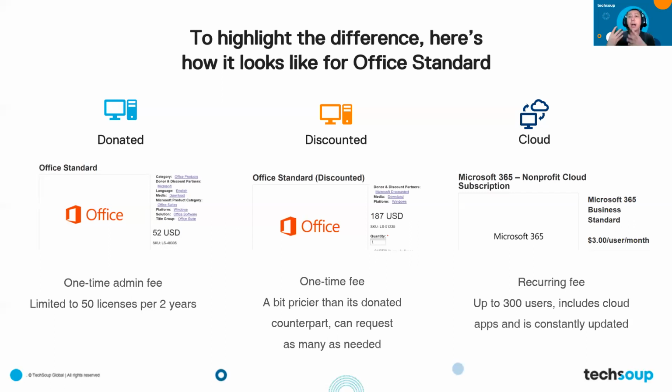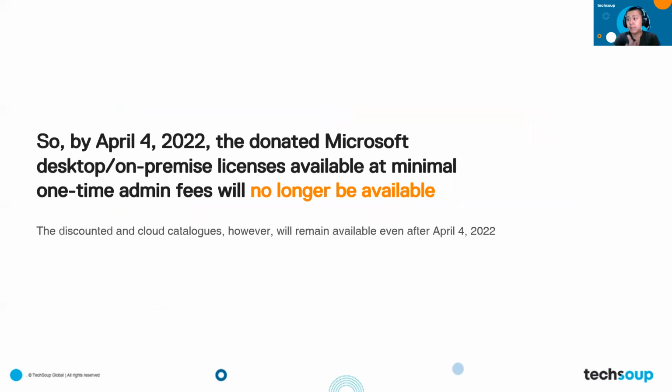Okay, so just to highlight how that is different in the catalog, and for you to better visualize how these products are in the catalog, this is them. And just to reiterate again, the changes are only exclusive to the donated license program. Even after April 4, 2022, the option to access discounted licenses and cloud subscriptions will remain available to you. It's only the donated licenses that are going away.